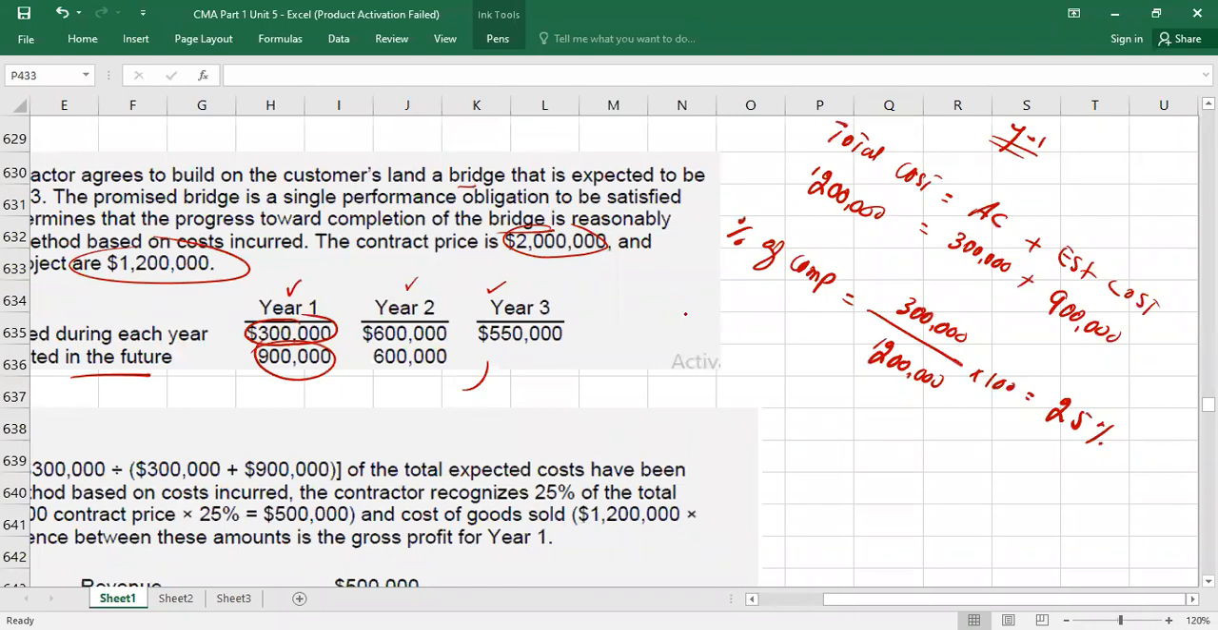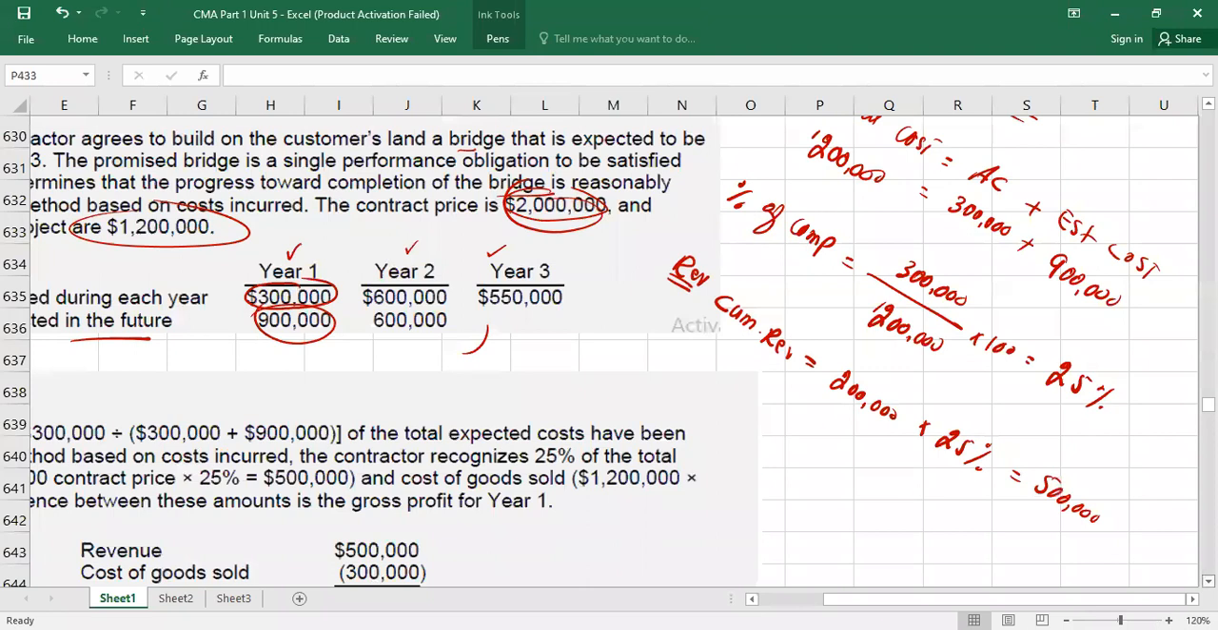Understood? And now, guys, you have to do step number 3. What was step number 3? First, you have to do the calculation for revenue. For revenue, what was the formula I told you? First, cumulative revenue. Cumulative revenue, what was the formula? Contract price multiplied by percentage of completion. What is contract price? 2 million. This is contract price. Multiply by percent completion, which is how much? 25%.